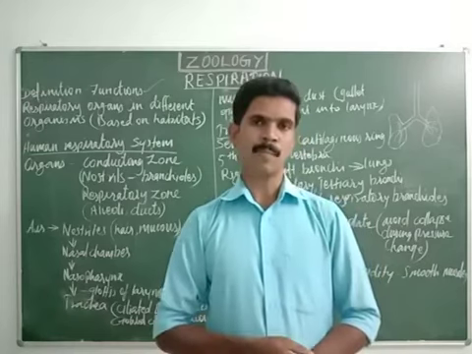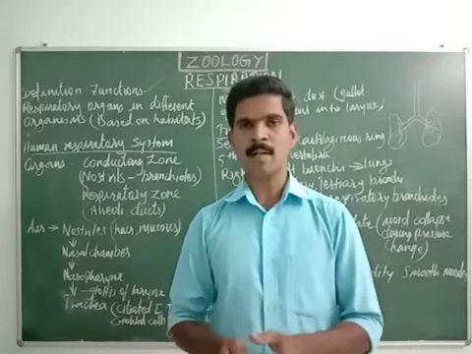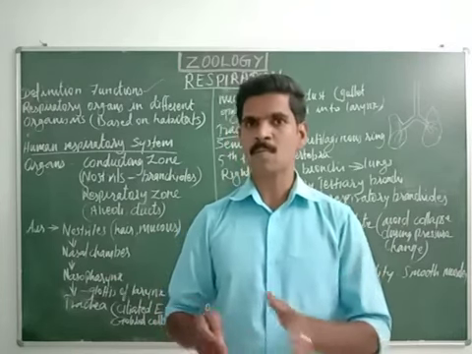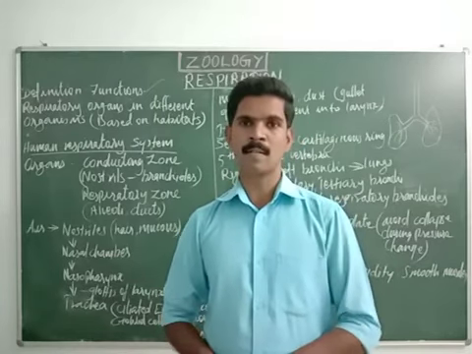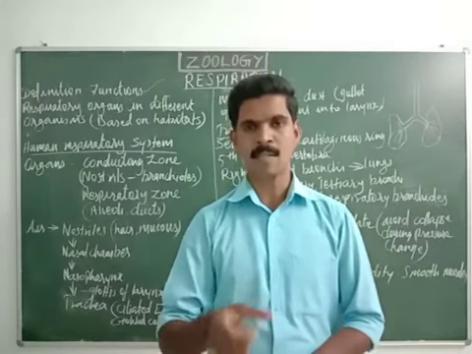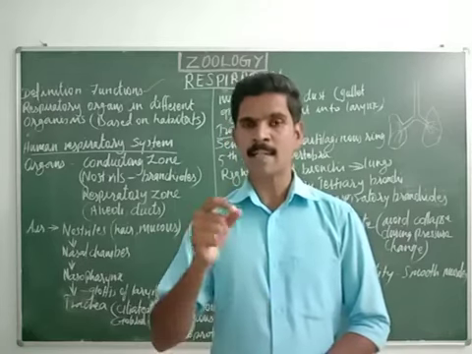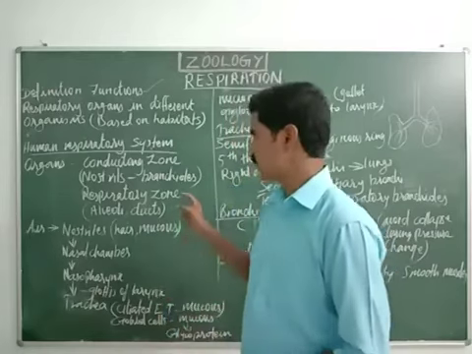Here, conducting zone means from the external nostrils to the bronchioles. What are the organs or parts present between the external nostrils and the bronchioles? All these organs come under the conducting zone. Understand? Then the alveoli and the ducts connected with the alveoli come under the respiratory zone.